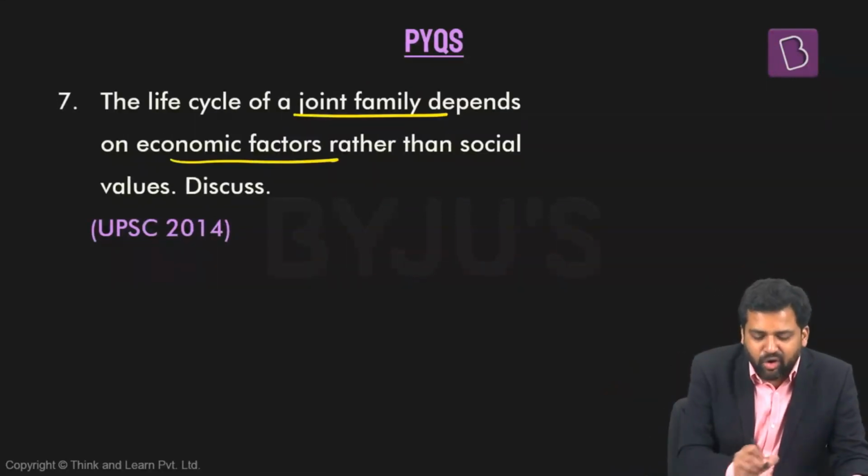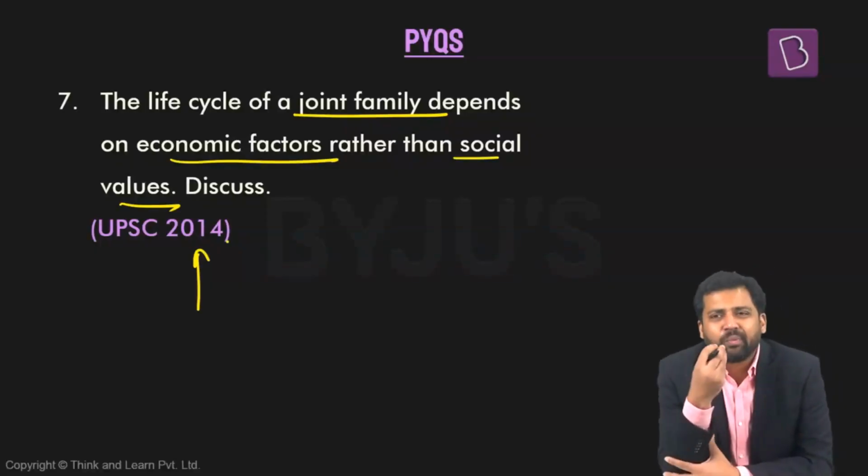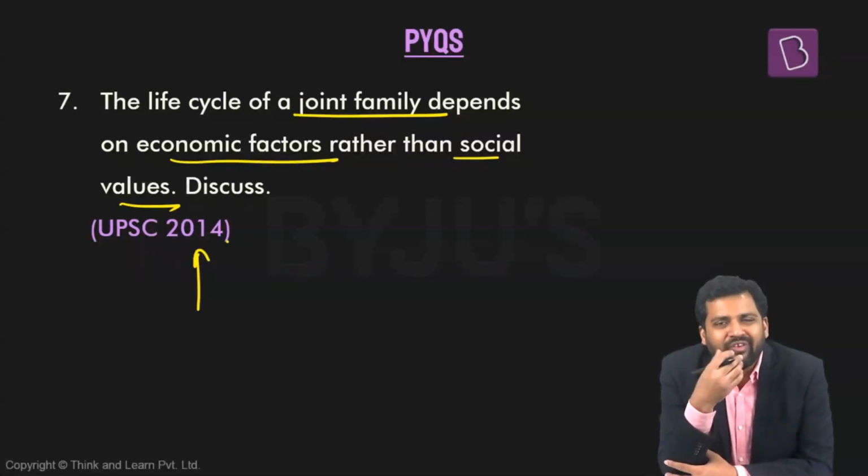The life cycle of a joint family depends on economic factors rather than social values. Discuss. This was something which was asked long back. But nevertheless, an interesting question. Now, what do you have to do? You have to think about what are those social values impacting family. And you have to think about all the economic factors impacting family. Economic factors, urbanization, industrialization, it's all different economic factors.